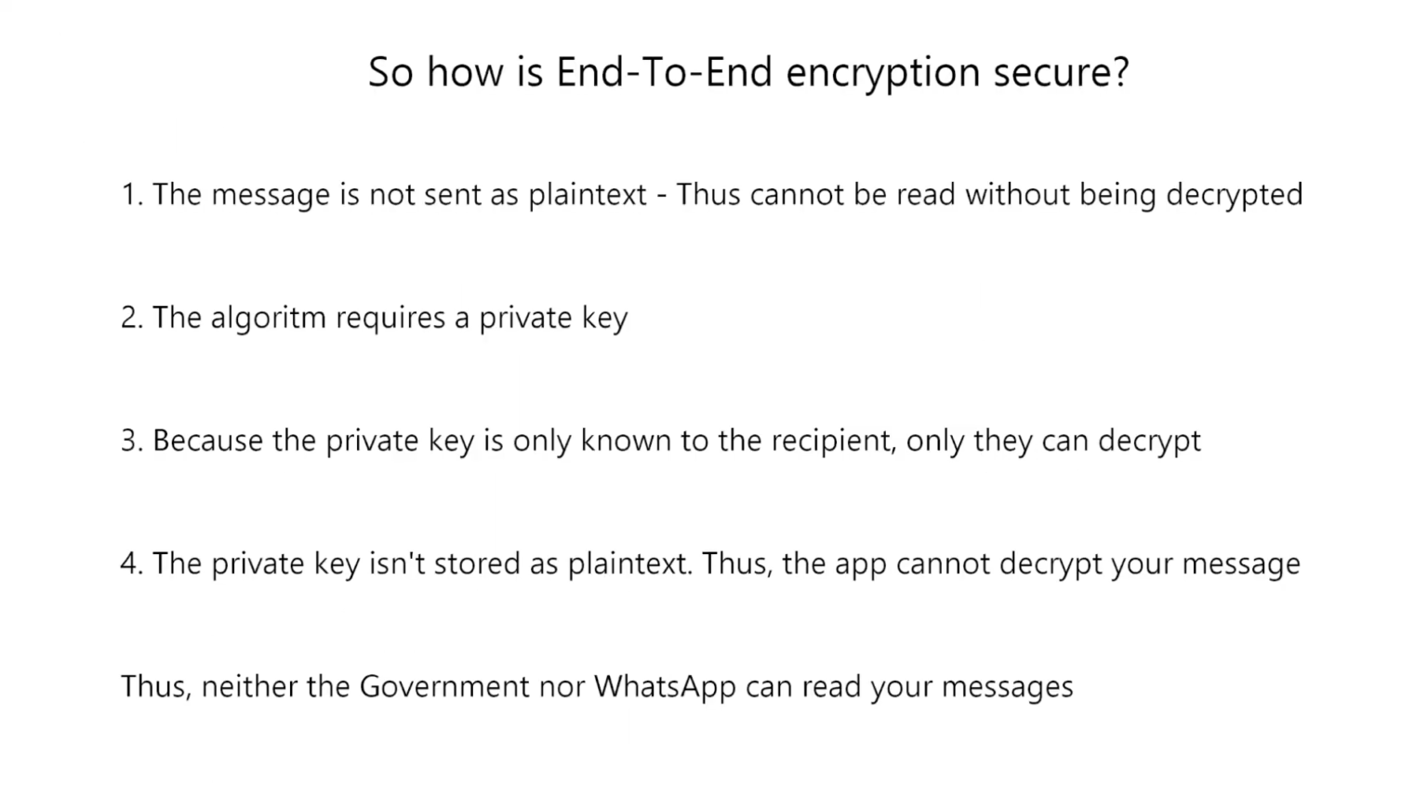To conclude, end-to-end encryption is secure because the message is not sent as plain text. Thus, it cannot be read without the private key or being decrypted. The private key cannot be calculated easily, and thus only the recipient can decrypt the message. Lastly, because the private key is not stored as plain text on the server, but is on the device, the message cannot be read by WhatsApp themselves, but only by the recipient.